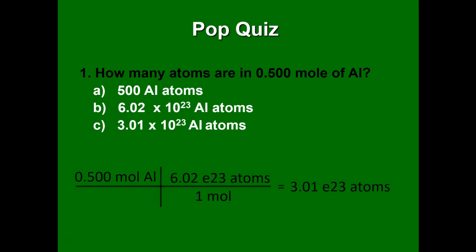Okay, the answer is that if I've got 0.500 moles of aluminum, and using the conversion factors from the previous page, 1 mole of aluminum contains 6.02 times 10 to the 23rd atoms. I set this up so that moles of aluminum cancel out. I am left with 3.01 times 10 to the 23rd atoms. The correct answer is C.